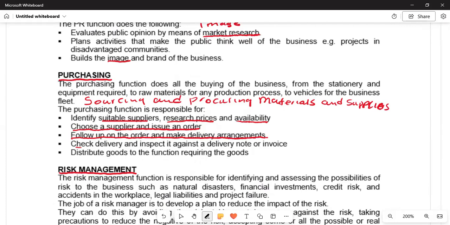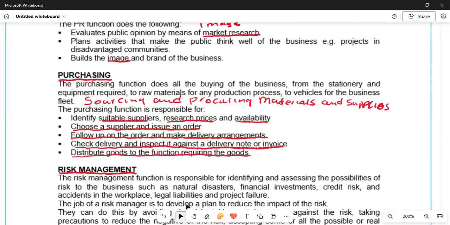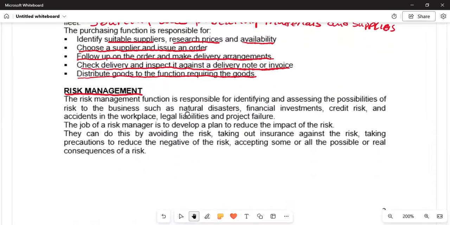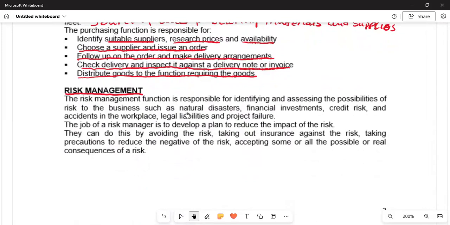They also check delivery and inspect it against the delivery note or invoice. So that inspection is done by this department. Also, they distribute goods to the function requiring the goods. So that is that about this function. Now we move on to the risk management function.